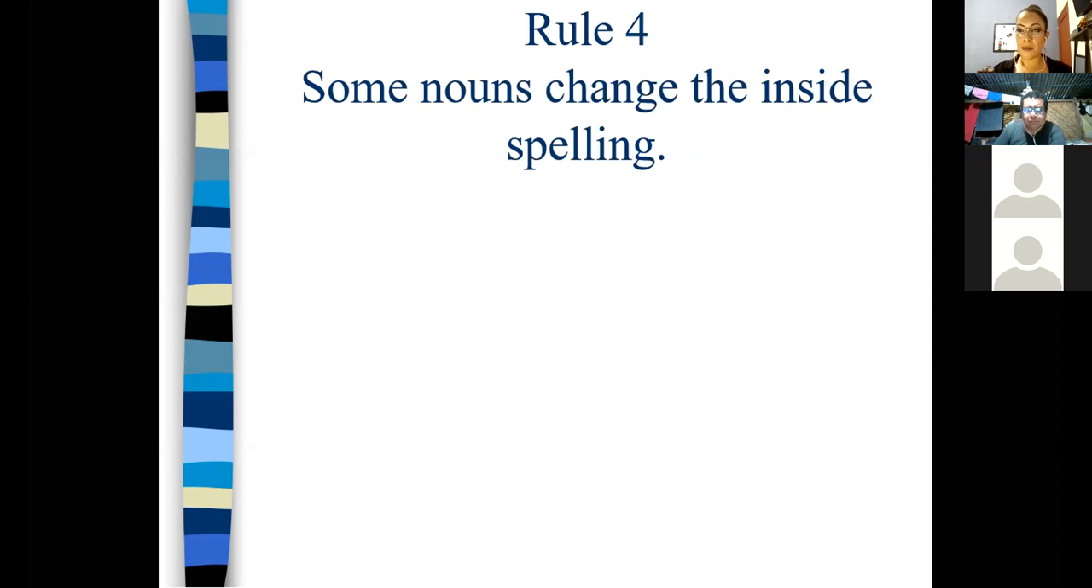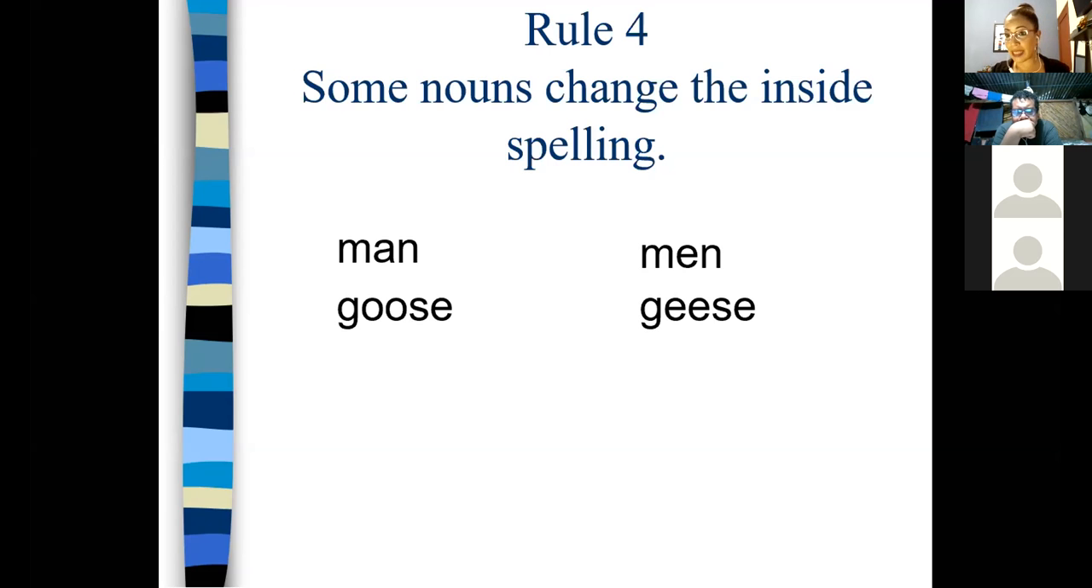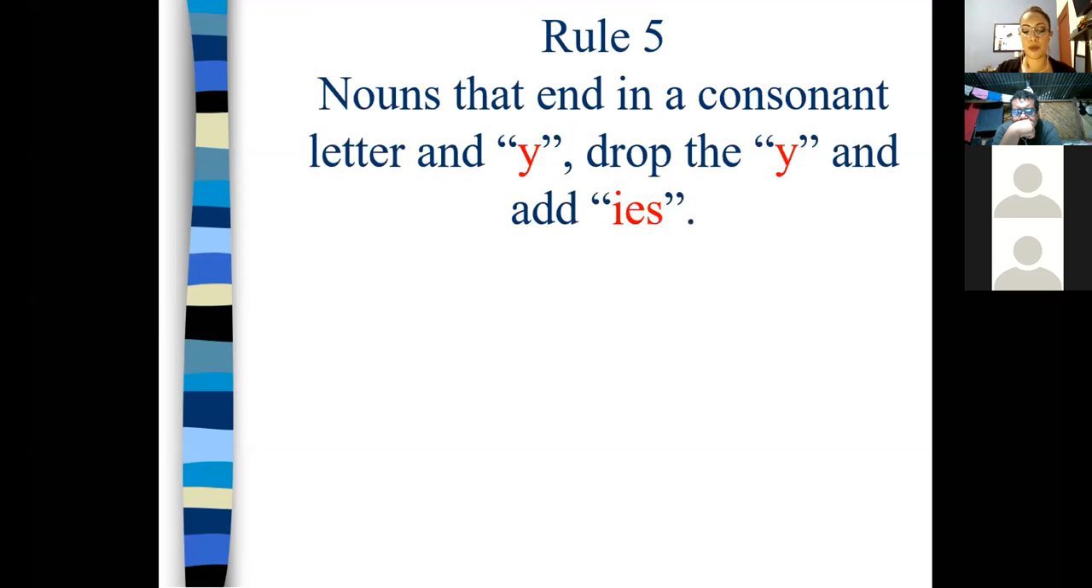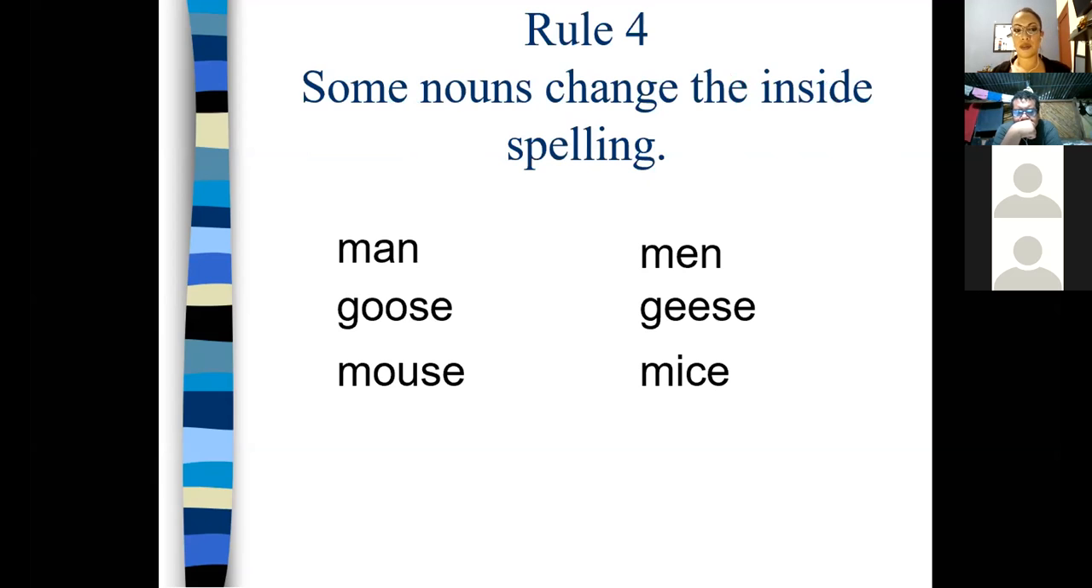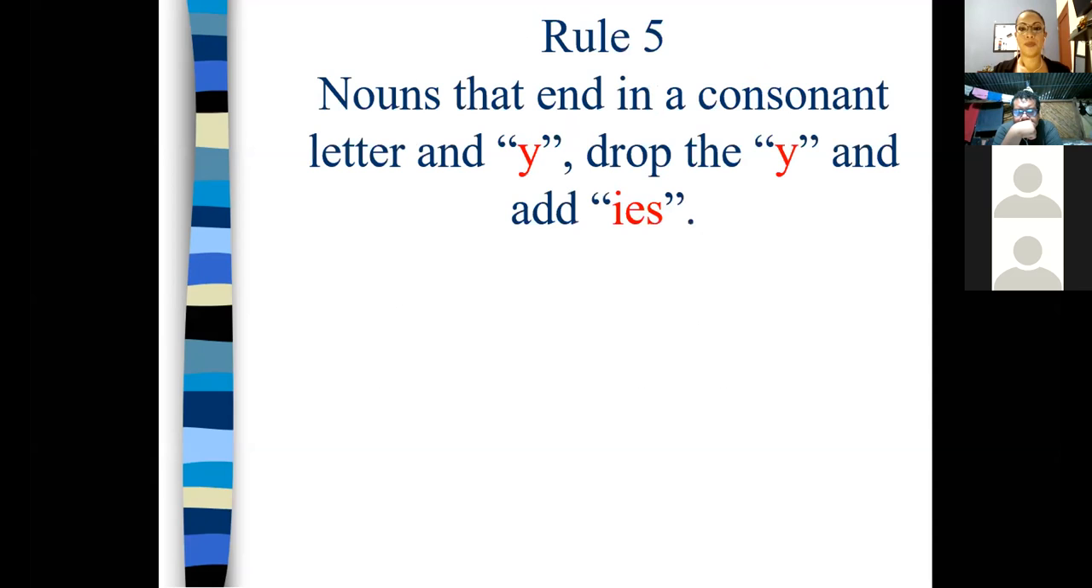Algunos nombres cambian el spelling, right? Como lo que les explicaba ayer. No siguen esta regla. Ellos cambian totalmente. Por ejemplo, man cambia a men. Goose cambia a geese. Mouse cambia a mice, para hacerlo plural. Esos son algunos de los que vimos ayer. ¿Se recuerdan que les mandé un dibujito?